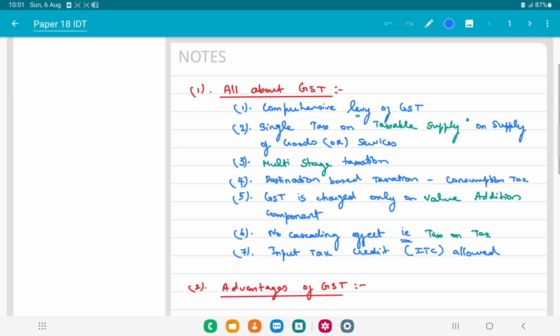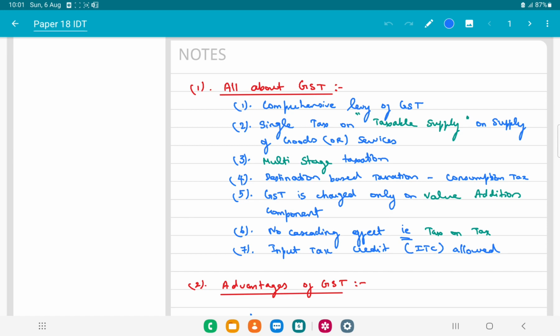So, introduction to GST. All about GST: first you should understand what is GST and why GST. Why is GST given more importance than the prior laws? Because of the single tax. Now we are paying only one tax, GST, on supply of goods or services. Pre-GST, if there was any manufacture, we used to pay excise duty, service tax, CST, VAT, customs duty.